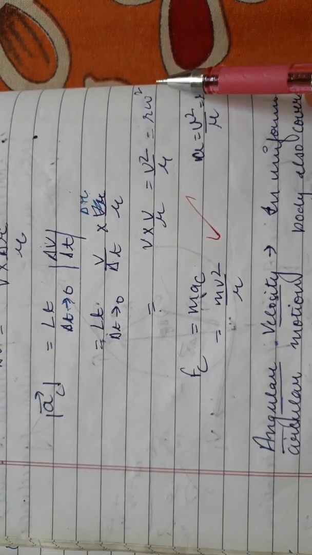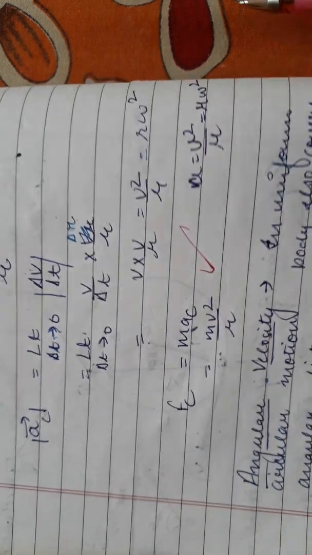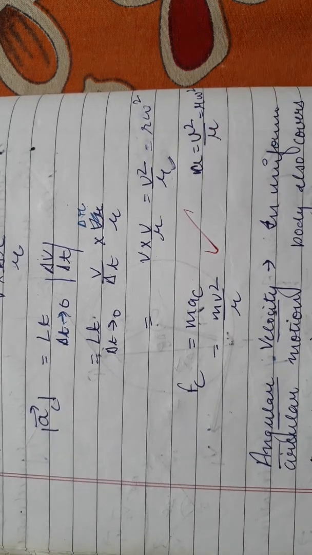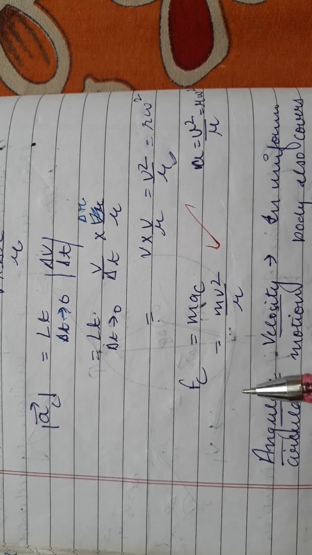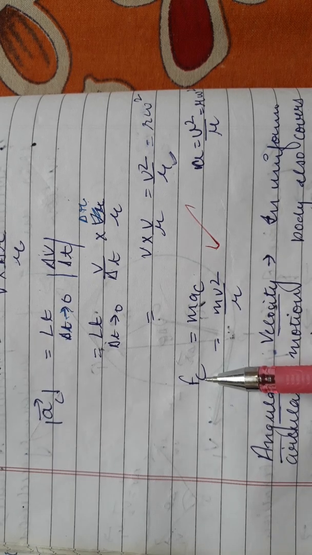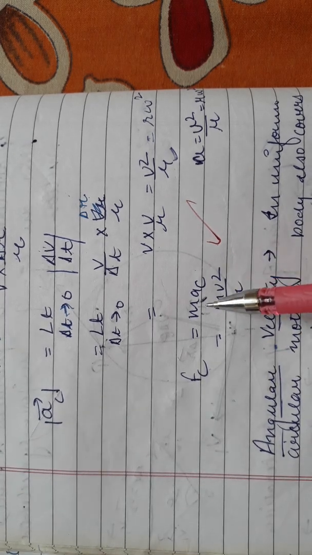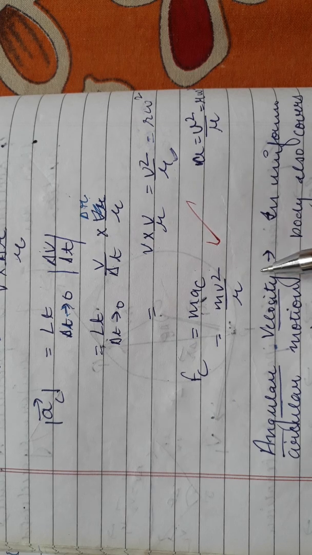This R omega square I will discuss later on. Okay, so acceleration formula is V square by R. So this is the formula for centripetal acceleration in uniform circular motion, and you know F is equal to ma, Newton's second law. So Fc means centripetal force, and m a_c means mass times centripetal acceleration. So Fc is equal to m v square by R.